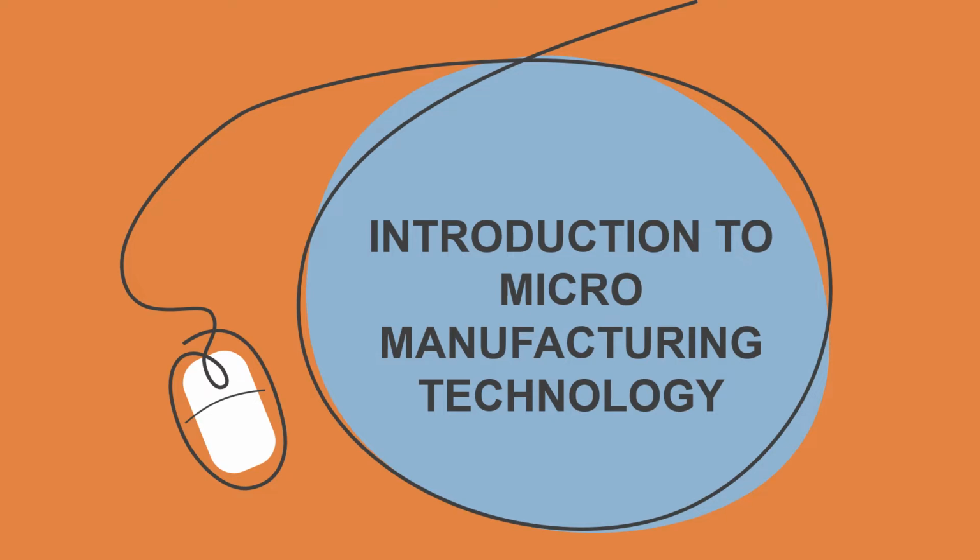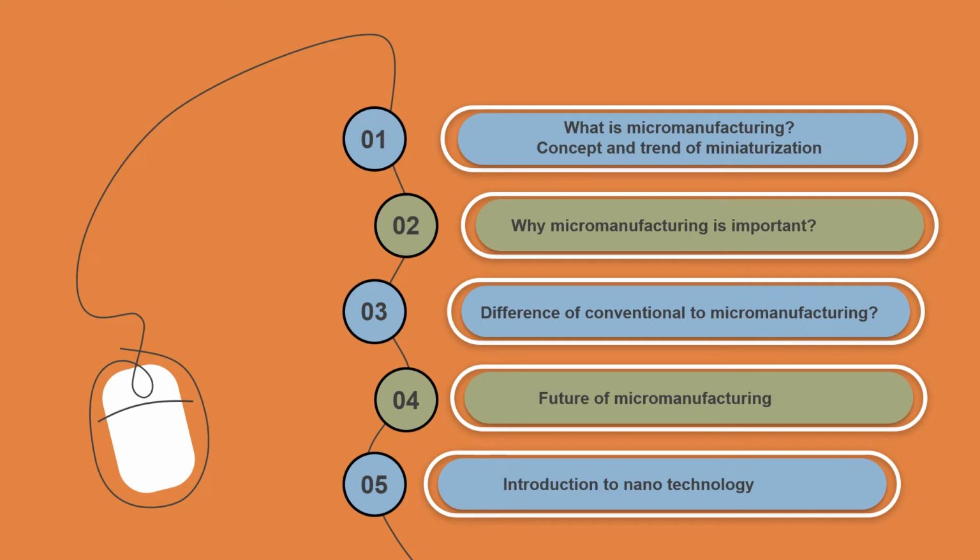So today we are going to have the introduction to the micro manufacturing technology. Okay, there will be several topics that we're going to cover for this class. Here are some topics that we're going to cover today. For example, what is micro manufacturing and the concept and trend of miniaturization, and then why micro manufacturing is important. So the difference of conventional to micro manufacturing processes, and what will be the future of micro manufacturing, and also the introduction to the nanotechnology.